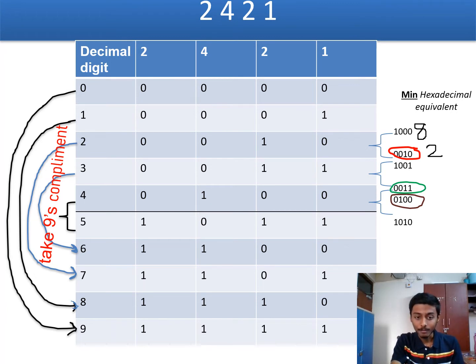We will take an example. Let us take 7. 7 is paired with 2, and 2 is written as 0010. Now we take the 9's complement of this number. 2 is 0010, taking the 9's complement will be 1101. So here it is 1101. This is how we write 2421 coding, and you can check with all the numbers.